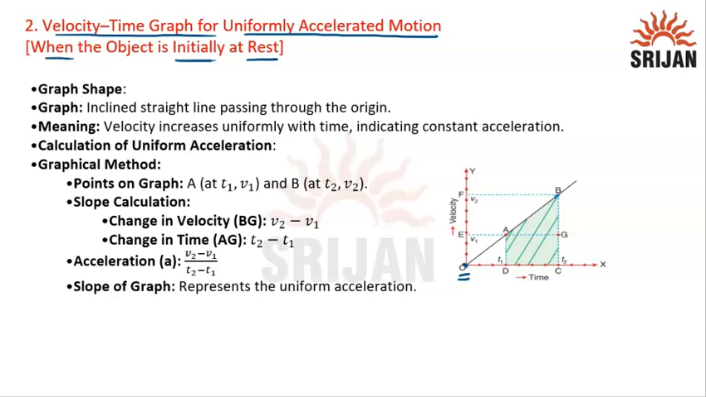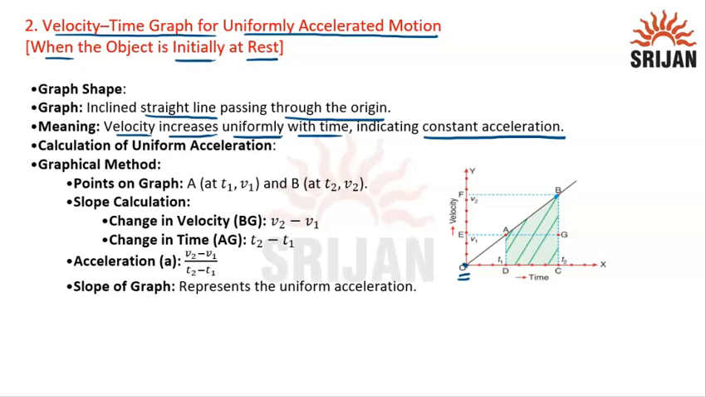So what is the shape of the graph? It is an inclined straight line passing through the origin. This straight line is inclined to the x-axis and passes through the origin because the object is initially at rest. What it means is that velocity increases uniformly with time, indicating a constant acceleration.